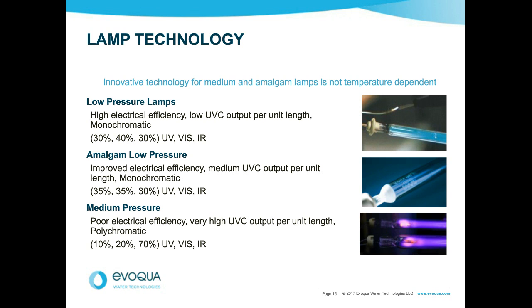The price they pay is electrical efficiency. They aren't very efficient. A medium pressure lamp is typically only about 10% efficient, 20% visible light and lots of heat. So there's a price to pay. You either have a very efficient but high footprint technology called an amalgam system, or you have a lower electrical efficiency but very small footprint medium pressure system.